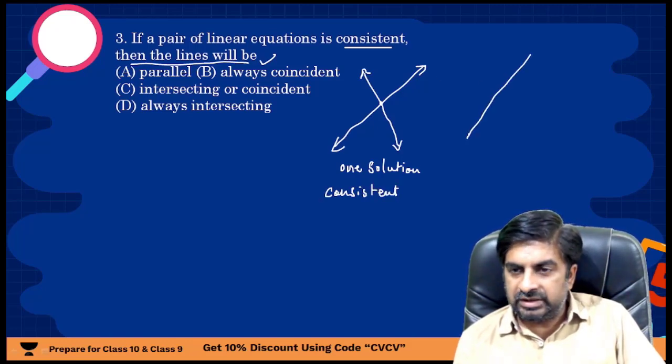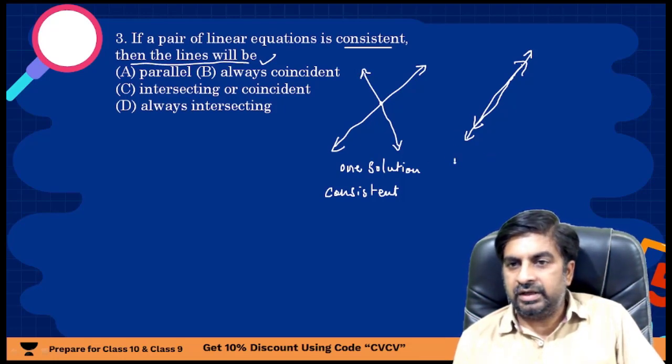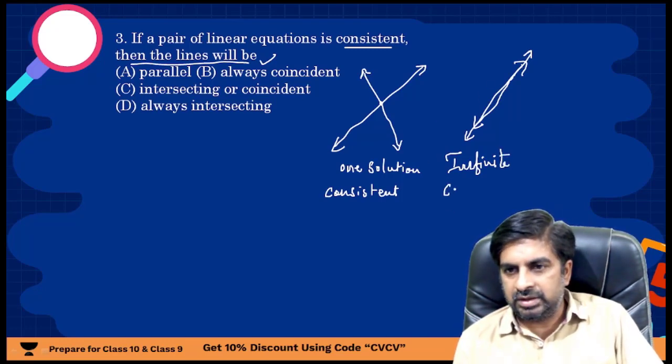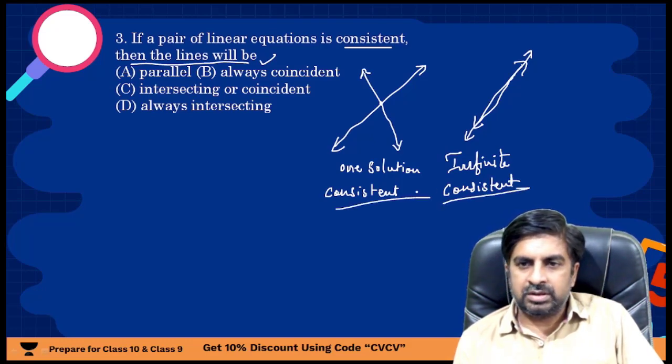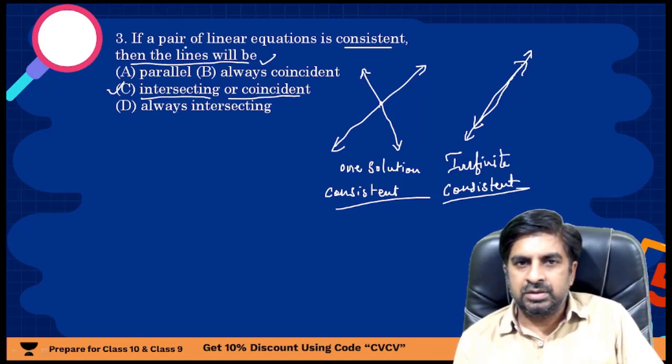Now for coincident lines also, coincident lines means two lines having the same track. Here we are getting infinite solutions. In infinite solutions also we can say the equations are consistent, or the graph or the line is consistent. So in both these conditions you will get consistent. So here, intersecting or coincident, C will come. In both these conditions we are getting consistent lines. So these two conditions we need to keep in mind.